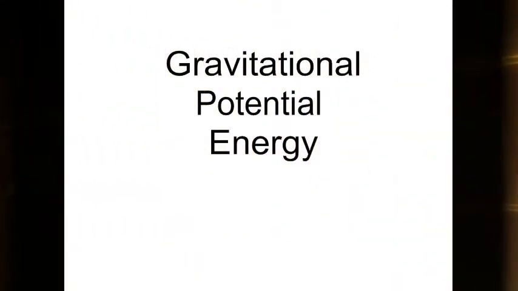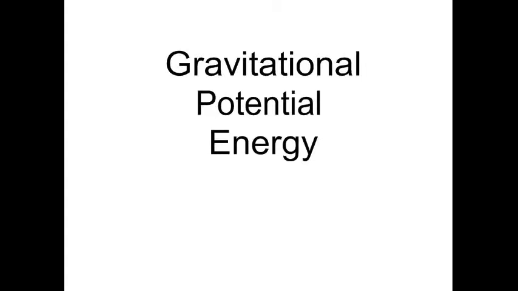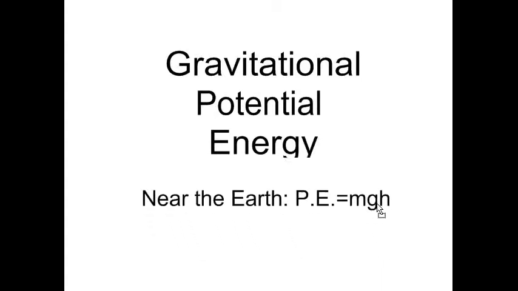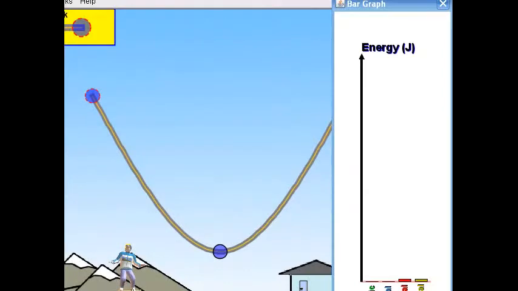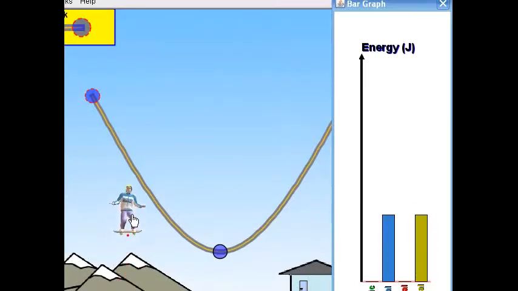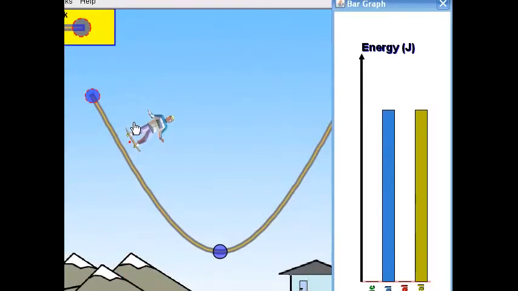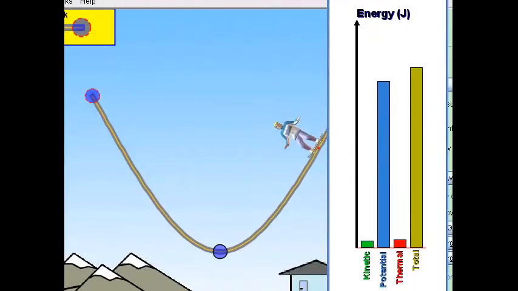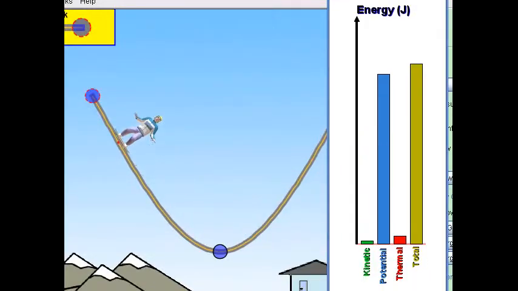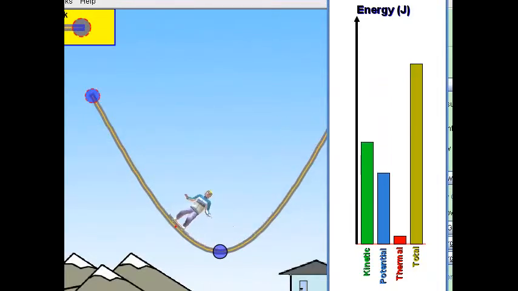Gravitational potential energy as it relates to great distances. Now, near the Earth, gravitational potential energy was relatively easy to figure out. It was just m times g times h. And so if I were to look at my skater as I pick him up, his gravitational potential energy would increase, as you can see, and it would change into kinetic energy depending on his position.